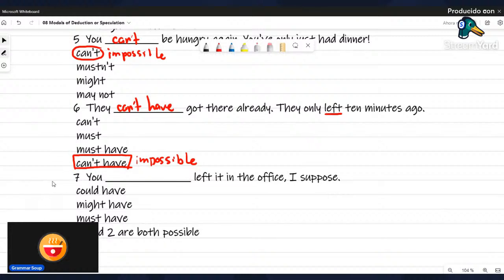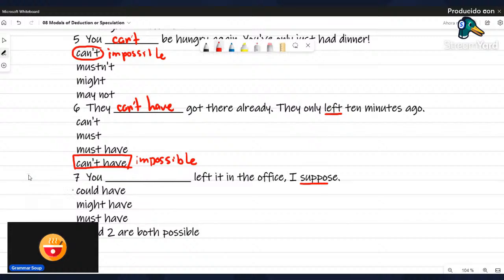Okay, and the last one we have, you left it in the office. I suppose. Well, in here is giving you a clue, right? It's telling you, I suppose. You are making a speculation. You are supposing something. When you suppose something, it is not certain, you are not certain about that. So in this case, we have could have, might have, must have, or one and two are both possible. Well, the correct answer is the letter C, or the last option. One and two are both possible.